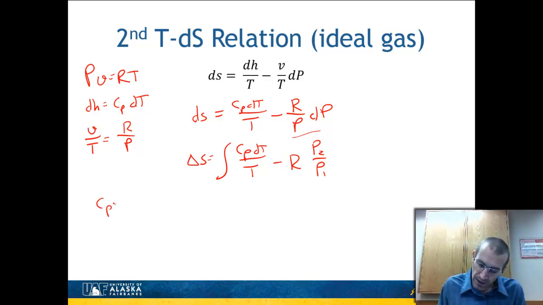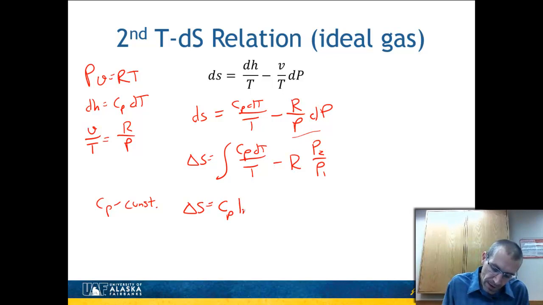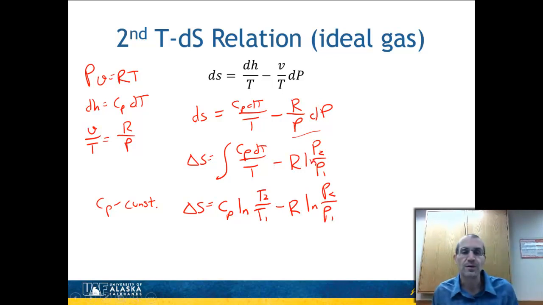And again, if Cp is essentially a constant, which for ideal gases would be small temperature changes, delta S would be equal to Cp ln of T2 over T1 minus R ln of P2 over P1. So here's another relationship for determining the entropy. This is in terms of temperature and pressure. The first one is in terms of temperature and volume. And which one you use depends on which one is more convenient to you.